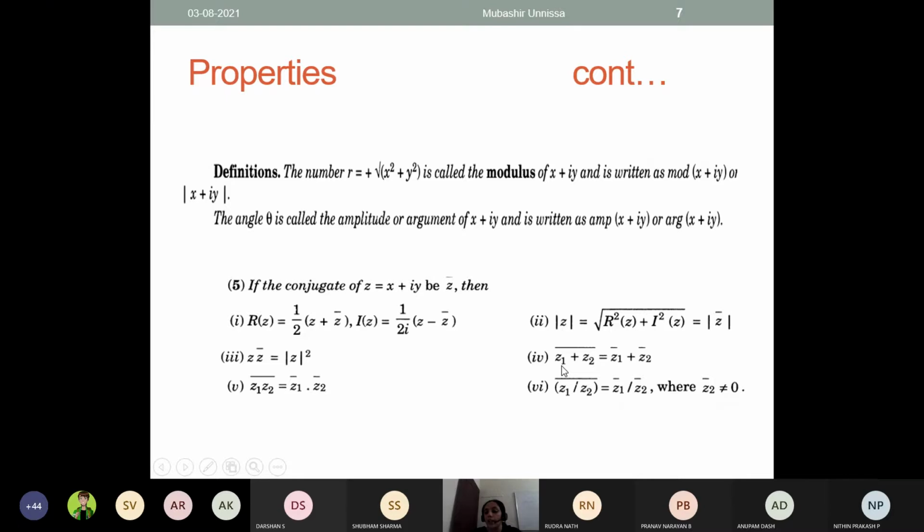Similarly, you can find the conjugate of the addition, z1 bar plus z2 bar. Similarly, the division will be equal to z1 bar by z2 bar, provided the denominator is not equal to 0. So these are the main things you have to remember throughout these modules, however many we are going to talk about. You have to remember these basic operations, all these six things, because we'll be using them again and again. Okay, so this you have to remember.